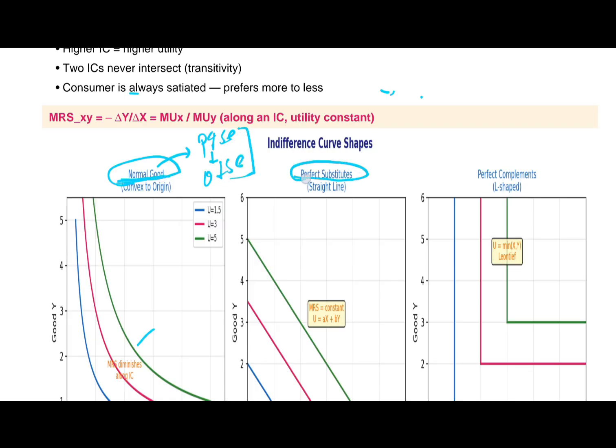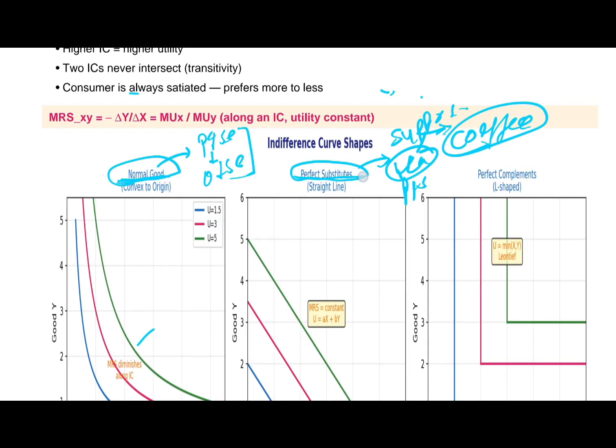What are perfect substitutes? Perfect substitute goods are those goods we can substitute perfectly with the other good if the price of one good increases. For example, tea and coffee. If the tea price increases, we can substitute tea with coffee perfectly. So these are perfect substitute goods.